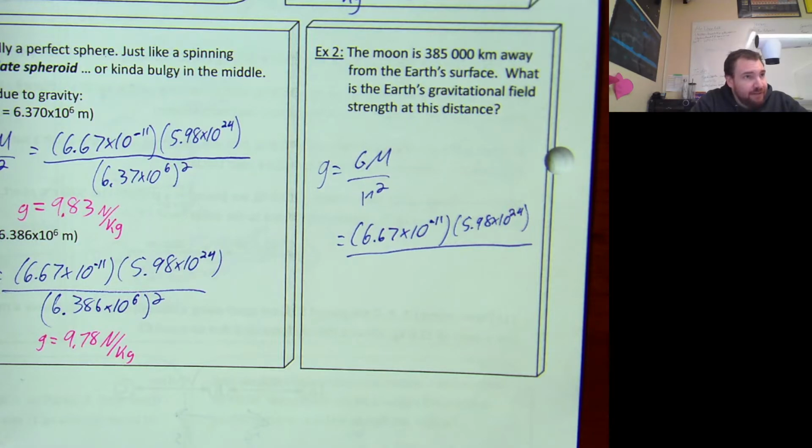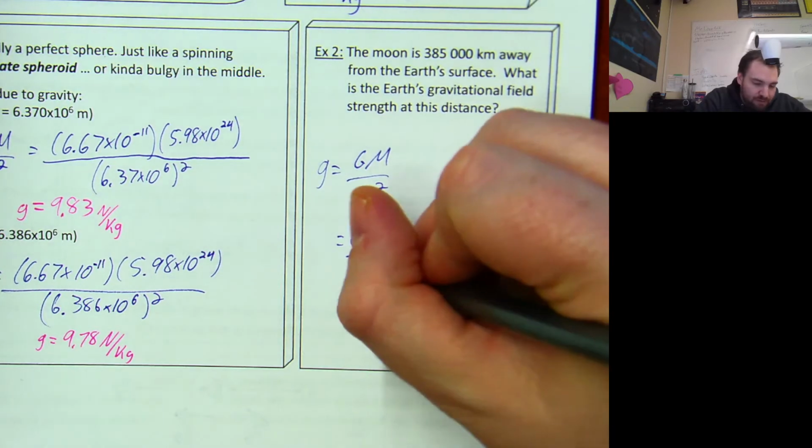For gravity, well, first we're going to have to make sure it's in meters. Yeah, that's what I did, 385 million meters. But it's 385 million meters from what? The center of the Earth. That's not what the question says. From the Earth's surface. So what do we have to include? We have to add to it the Earth's radius.